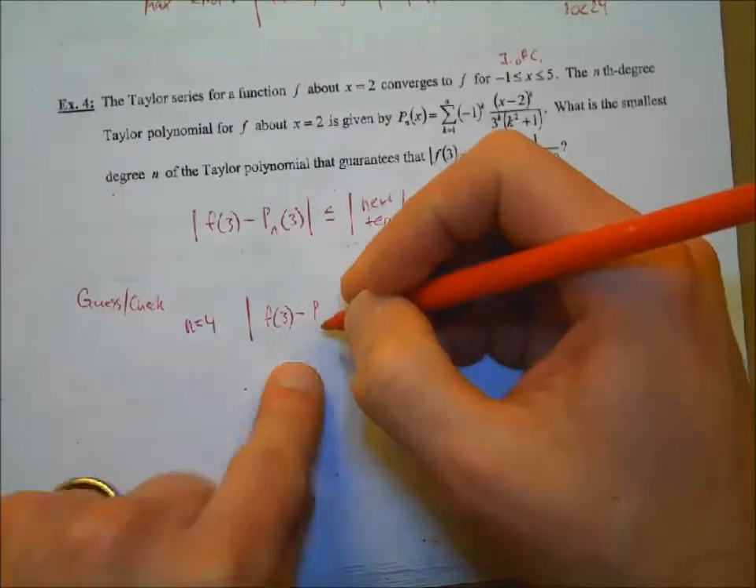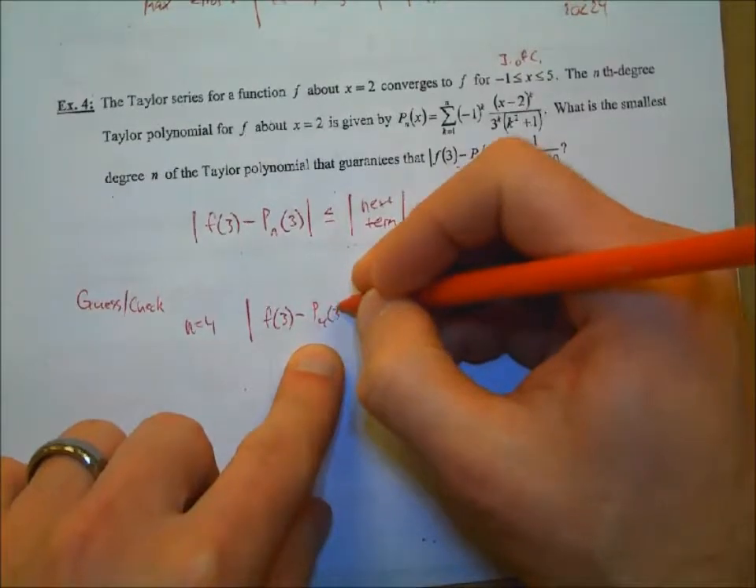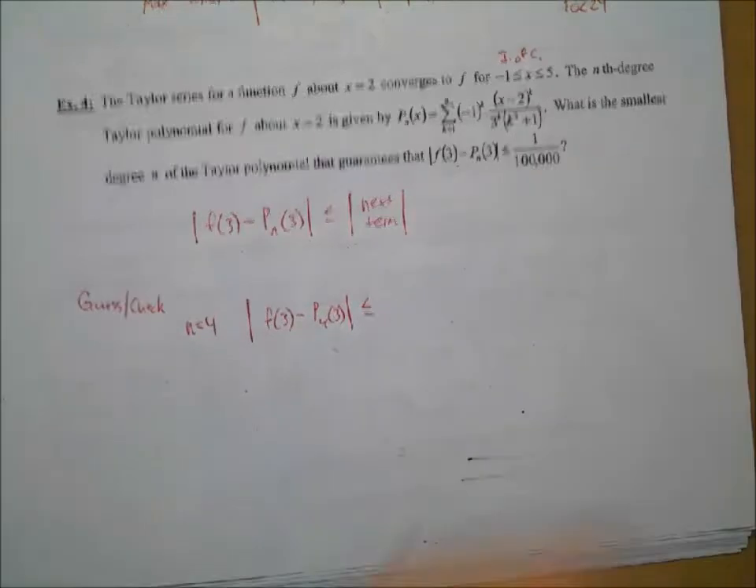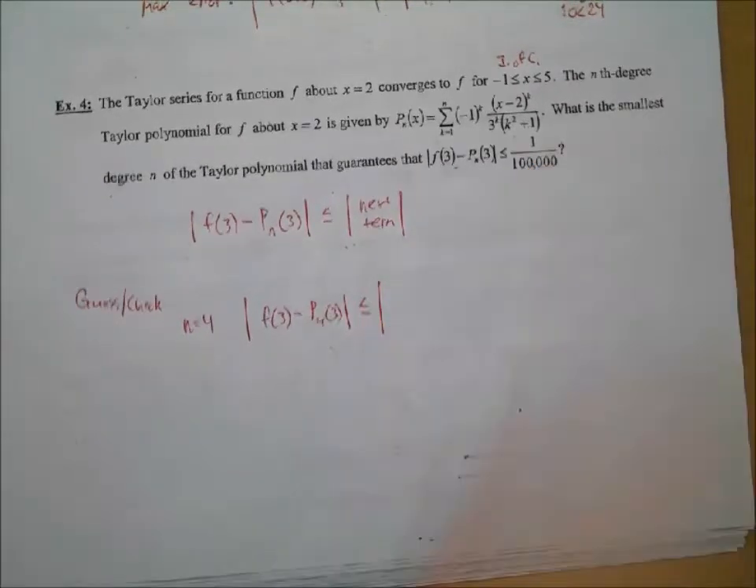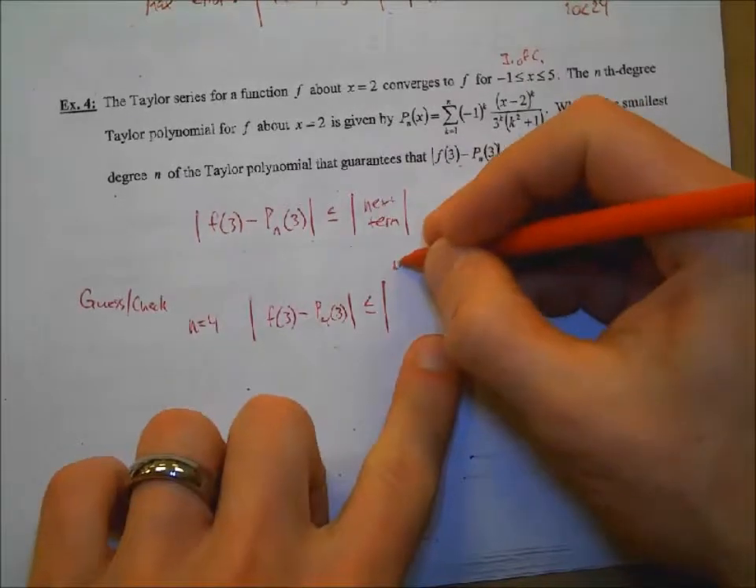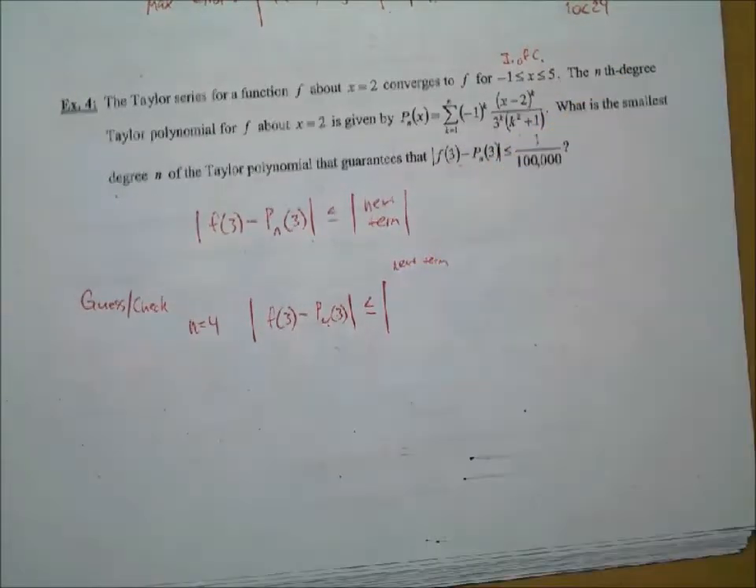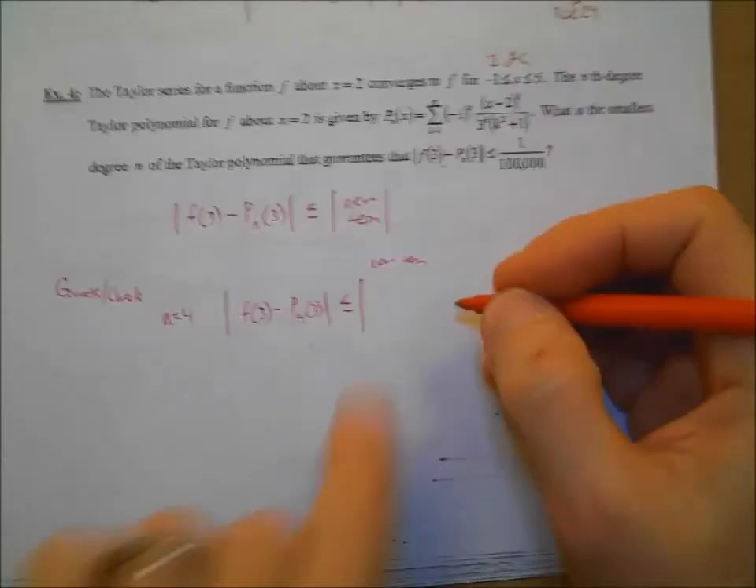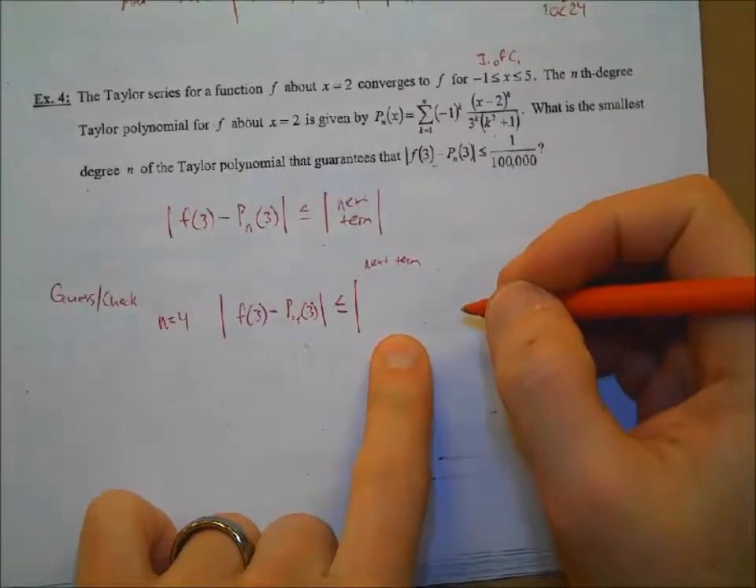So it'll be f of 3 minus p sub 4 of 3. And again, that's the actual error. We know that actual error is going to be less than or equal to our maximum error, and that comes from the next term. So if Mario chose n equals 4, then our next term would be when n is equal to 5, just the next term. So what comes after 4? 5. So we're just going to evaluate the fifth term here and see what we get.